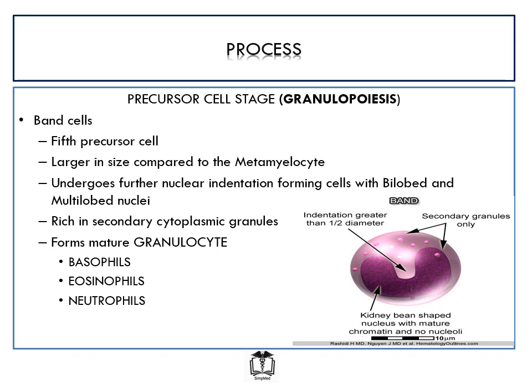The band cells are the fifth precursor cell under the process of granulopoiesis. They are cells that are larger in size compared to the metamyelocytes. They undergo further nuclear indentation. Nuclear indentation begins at the metamyelocyte stage. This process continues all the way up to the band cells, and it gives rise to cells that become bilobed or multilobed in terms of the amount of lobes or indentation that is formed in the nuclei.